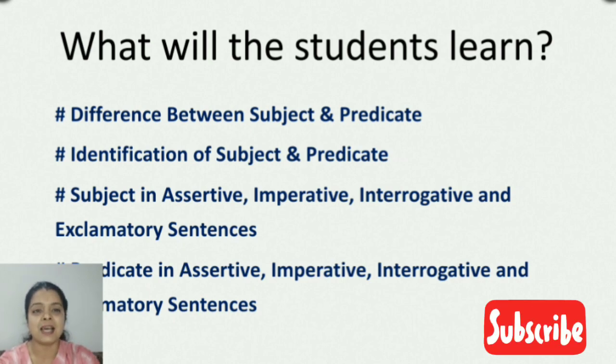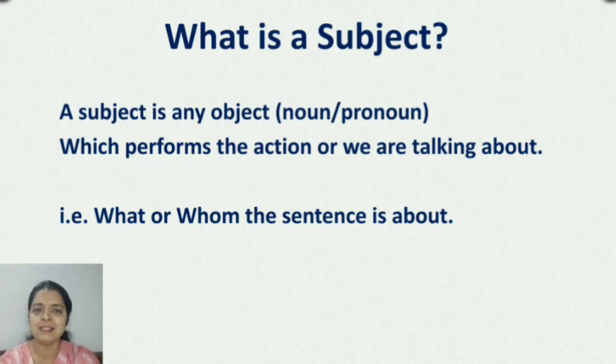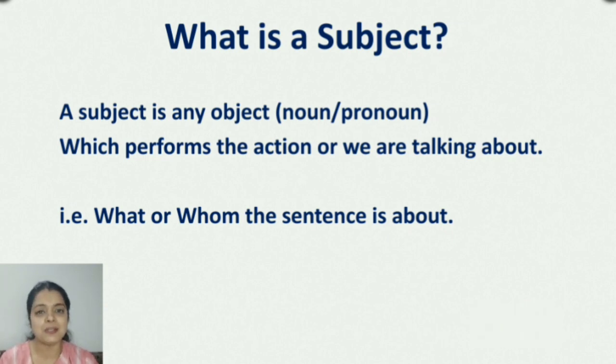So let's start. Here you can see that there is a sentence, and the sentence is, I want a new car. It's already mentioned which is the subject over here and which is the object. So let's see what exactly the subject is. Let me tell you, a subject is an object. Yes, it's an object, I mean it's not the object. The object is something, and that something is supposed to be a noun or a pronoun only.